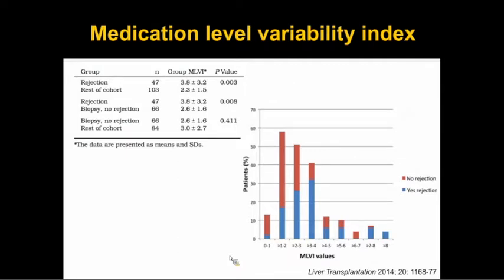What you can see is that patients who had rejection did have more fluctuance in their tacrolimus levels compared to the rest of the cohort, to patients who on biopsy had a different diagnosis aside from rejection. And the higher that fluctuance was, the higher the proportion of rejection. So blue here represents rejection and red meaning no rejection for patients.